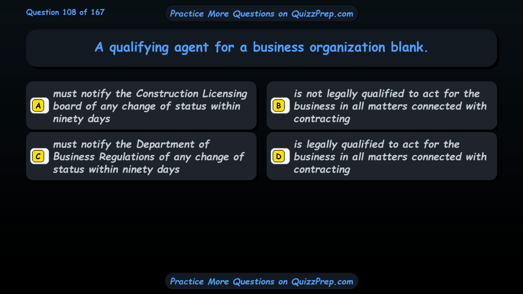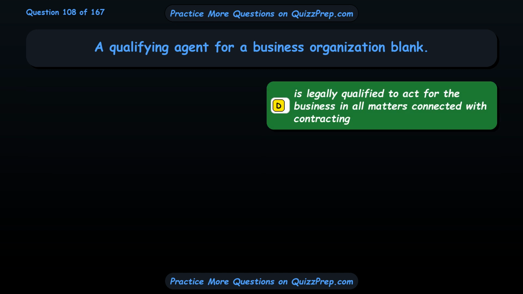Not eligible for unemployment compensation. Question 108. A qualifying agent for a business organization blank. Option A, must notify the Construction Licensing Board of any change of status within 90 days. Option B, is not legally qualified to act for the business in all matters connected with contracting. Option C, must notify the Department of Business Regulations of any change of status within 90 days. Option D, is legally qualified to act for the business in all matters connected with contracting. The correct answer is option D, is legally qualified to act for the business in all matters connected with contracting.